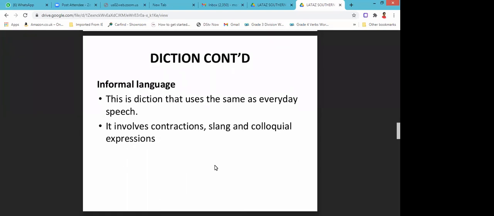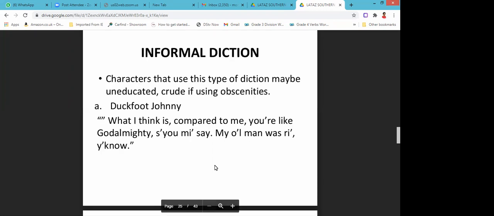Then we look at, from formal English, we look at informal language, sorry. And with this diction, we look at using everyday language, colloquial expressions, slang, at times even obscenities with the characters. Let us look at the example we have. So a type of character that uses informal diction can signify one who's not very educated, may be crude if using obscenities.